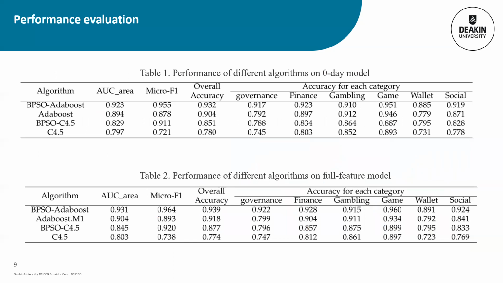Experiments were conducted on 11,000 smart contracts we collected from the internet. Table 1 and Table 2 show the performance of each algorithm on the zero-day model and the full-feature model respectively over our dataset. The results show that the gap between the two models is tiny. In fact, 23 code features and only 2 account features were selected in the best feature subset of the full-feature model. It means that account features have little impact on classification performance.